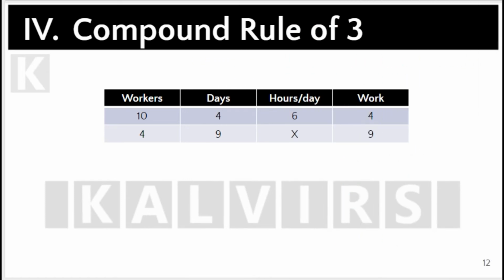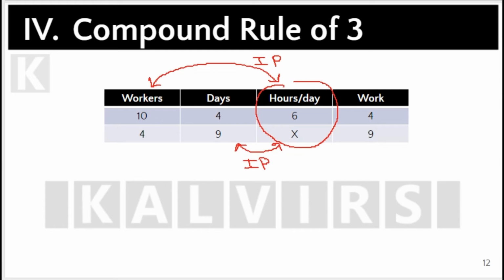A compound rule is a proportion problem involving two or more quantities. First of all, hours per day is inversely proportional to workers. Hours per day is inversely proportional also to days, and hours per day is directly proportional to work. We can translate this into an equation. Hours per day is inversely proportional to workers and days, and directly proportional to work.